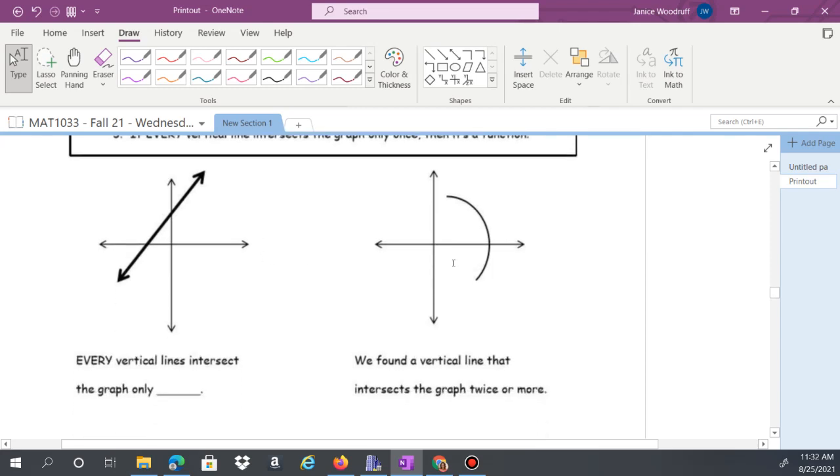So if I look at these examples here, I can draw a vertical line and hit it one time. This intersects the graph only once. So here we would say that yes, this is a function. Now in this graph here, if I come over to the side and draw this vertical line, I am going to end up hitting the graph more than once. So here we're going to say no, this is not a function.